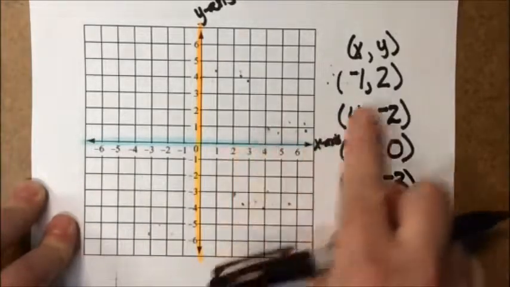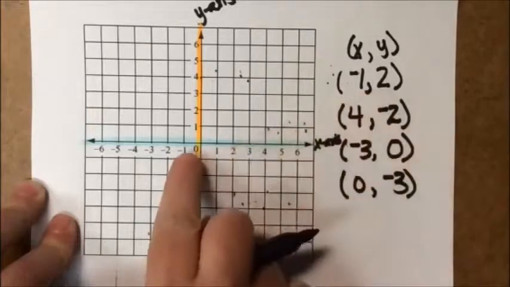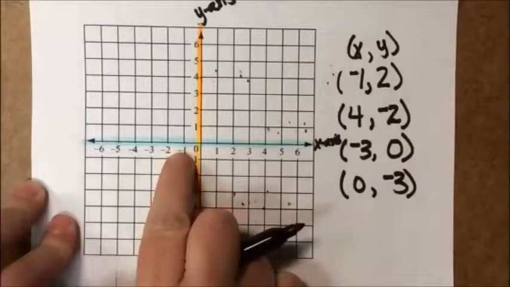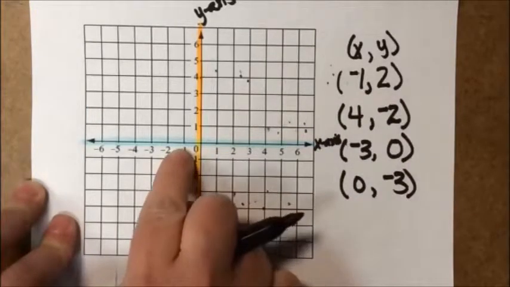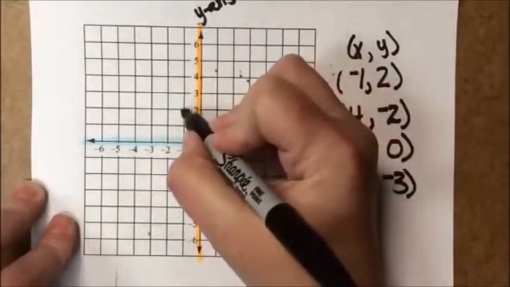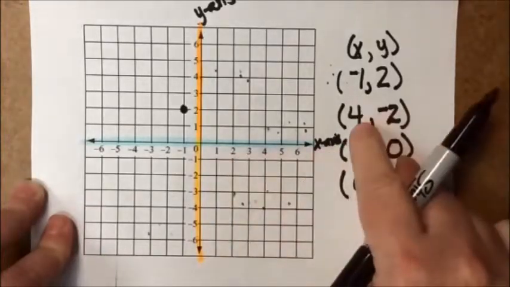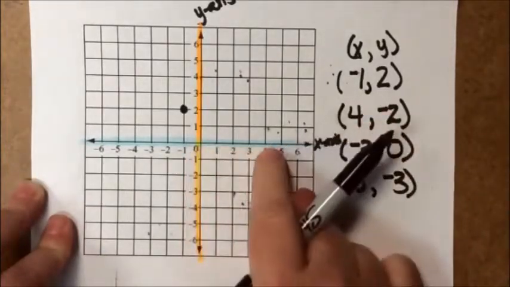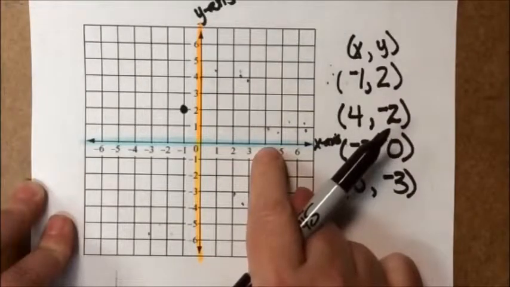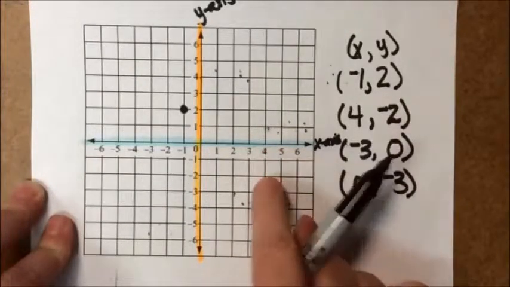So the first ordered pair is negative 1, so I'm going to move left 1 space, and then positive 2, so I'll move up 2. So I'll put a point there where those two intersect. Then my second point is positive 4, so that means I move to the right 4, and negative 2 for the y, so I have to move down 2.